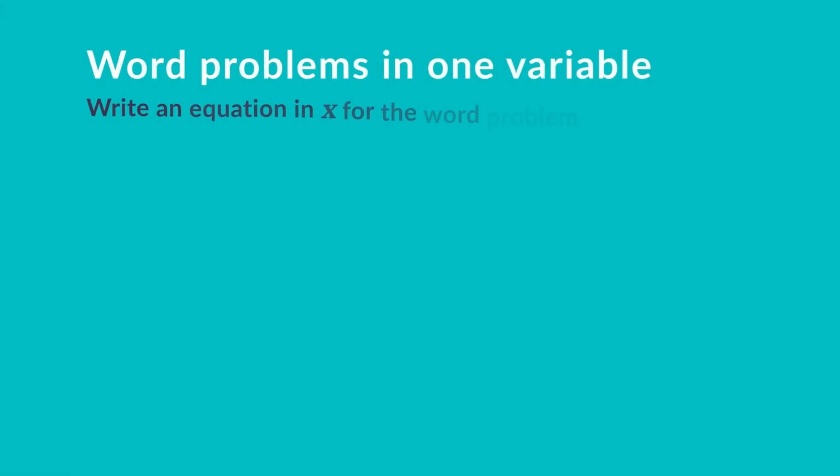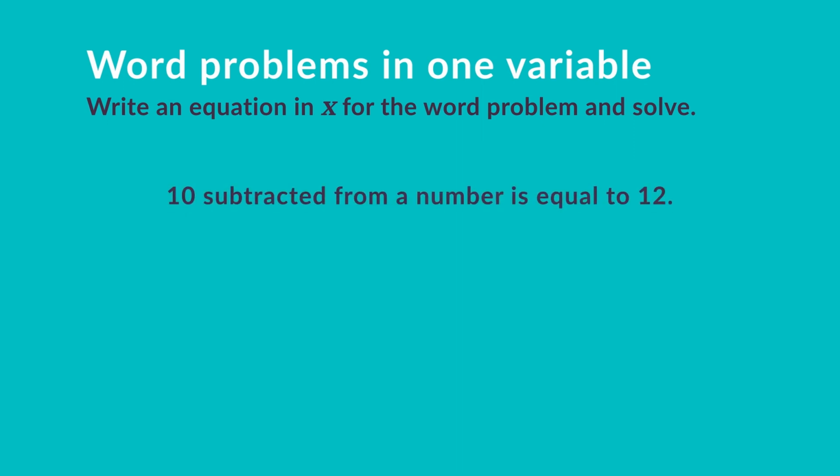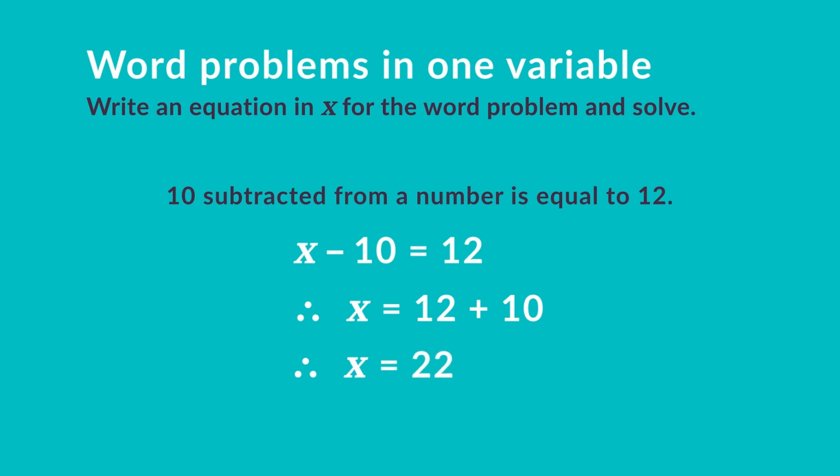You'll often need to write an equation with a variable to solve a word problem. To do this, use a letter to represent the unknown value or quantity. For example, 10 subtracted from a number is equal to 12. Let the unknown number be x. Then we can write x minus 10 equals 12 and solve the equation: x equals 22.